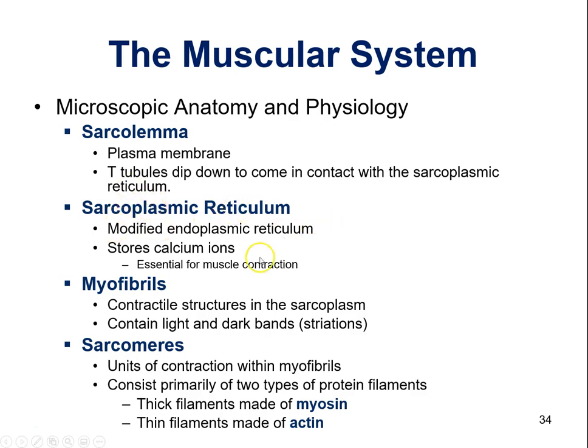Sarcoplasmic reticulum is basically the endoplasmic reticulum in muscle cells, and calcium ions are stored there. When we talked about the skeletal system, I talked about calcium homeostasis, and how important calcium is for the function of the body. Particularly for muscle cells, calcium is needed for muscle cell contraction. Calcium is also necessary for neurotransmitters to be released. So proper levels of calcium are particularly important for the function of the nervous system and the muscular system.